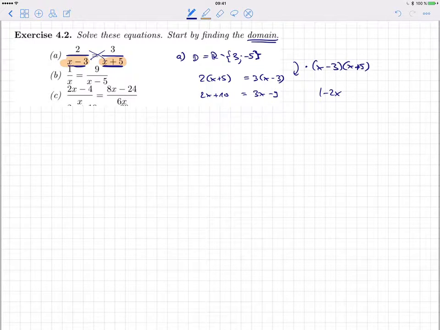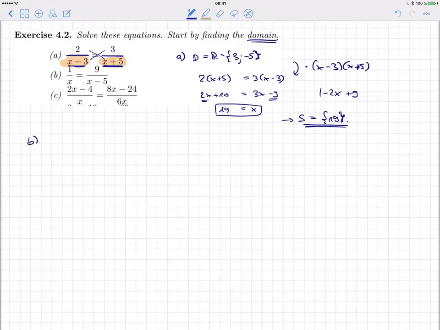Let's subtract 2x to get rid of this one, and also we want to get rid of the minus 3. Put it on the other side. This gives us 19 equals x. 19 is neither 3 nor minus 5, so we have the single solution 19.